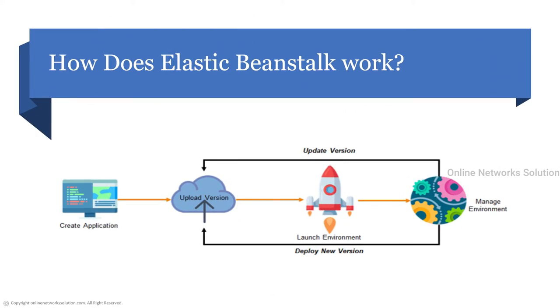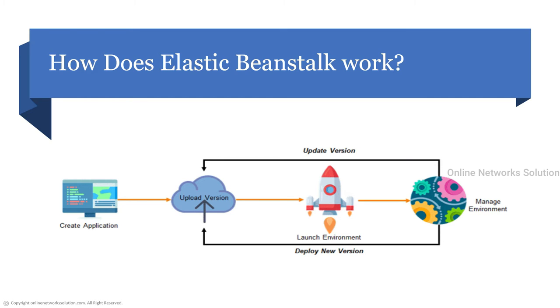How does Elastic Beanstalk work? First of all, we will have to create an application. Then all these applications should be in a zip file and we will have to upload it in the version. After that, we will have to launch the environment and then it will go to manage environment. Here you will get a dashboard type of manage environment.